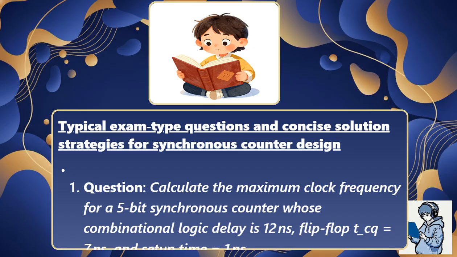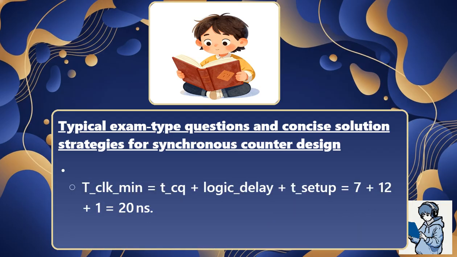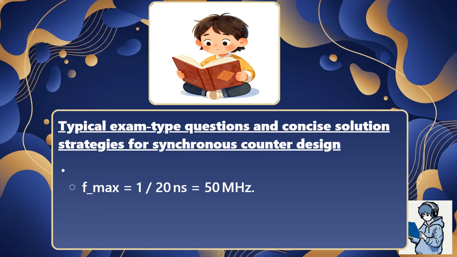Question 5: calculate the maximum clock frequency for a 5-bit synchronous counter whose combinational logic delay is 12 nanoseconds, flip-flop T sub CQ equals 7 nanoseconds, and setup time equals 1 nanosecond. T clock min equals T sub CQ plus logic delay plus T setup, equals 7 plus 12 plus 1 equals 20 nanoseconds. Fmax equals 1 divided by 20 nanoseconds, equals 50 MHz.